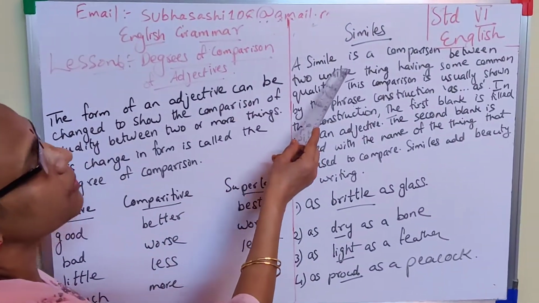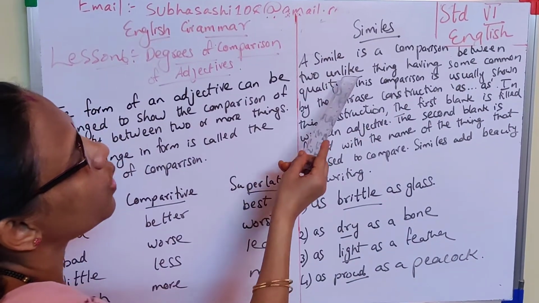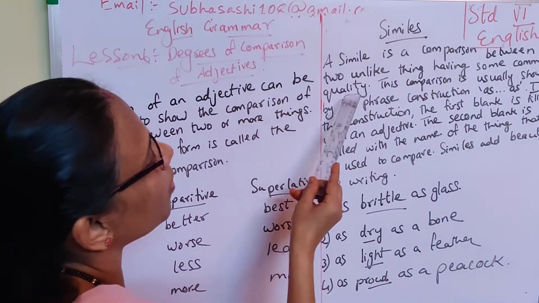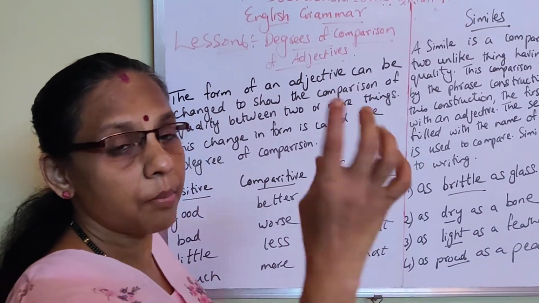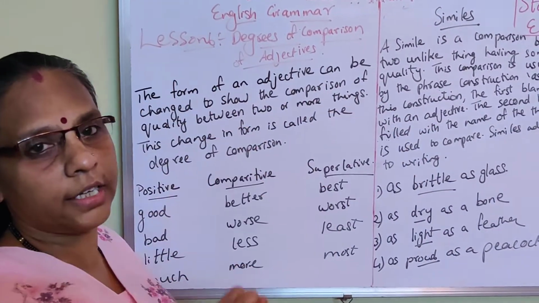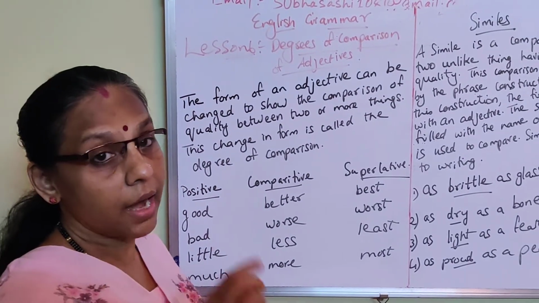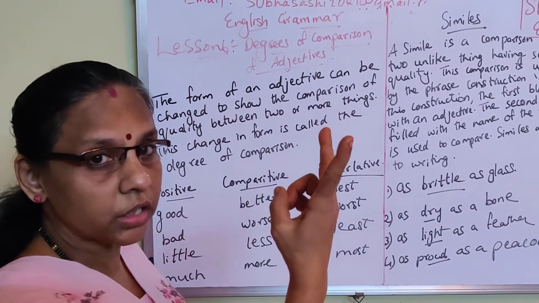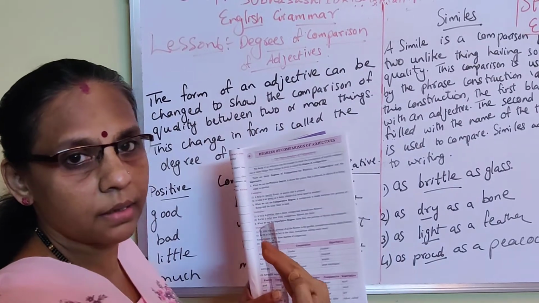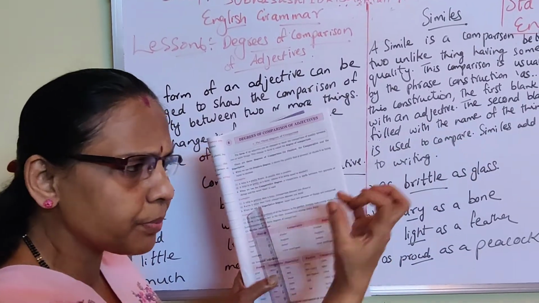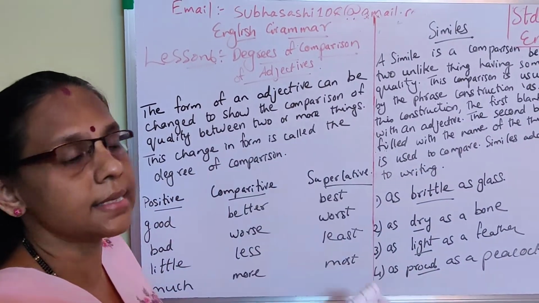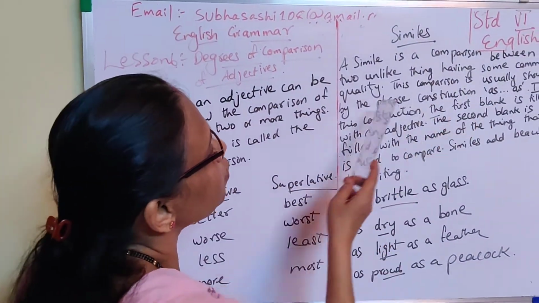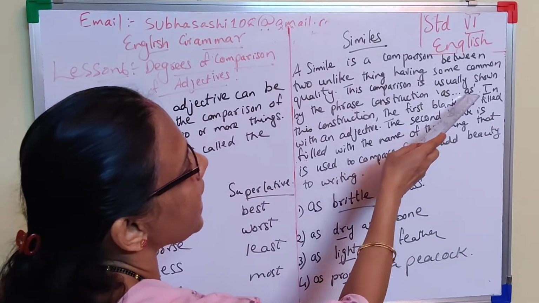It is a figure of speech. So what is a simile? It is a comparison between two unlike things having the same common quality. There are two things, but they may not be the same, but they have a common quality in them. That is simile. Understand properly? Two totally different things, but there may be something the same in the quality between those things. That is simile. This comparison is usually shown by the phrase construction "as... as".